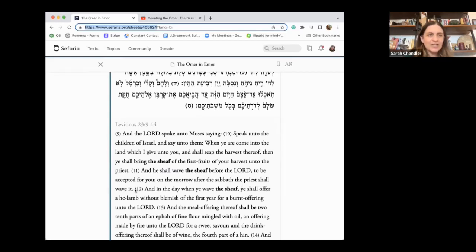So, fun question. What is waving a sheaf in the air? What does that remind people of? Does that remind anyone of anything?